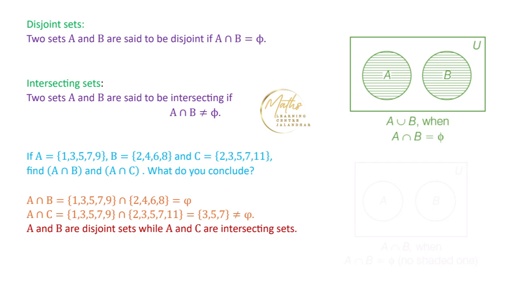When we are talking about disjoint sets, we can consider two cases over here. The first case that we have already seen: if A intersection B is equal to the empty set, then in this Venn diagram, we have shaded this portion A, we have shaded this portion B. This is representing A union B.